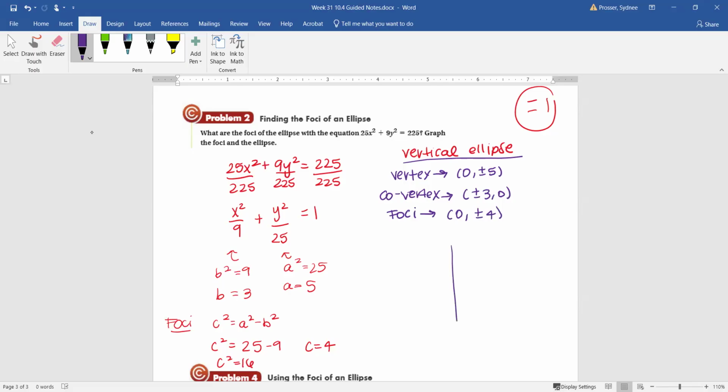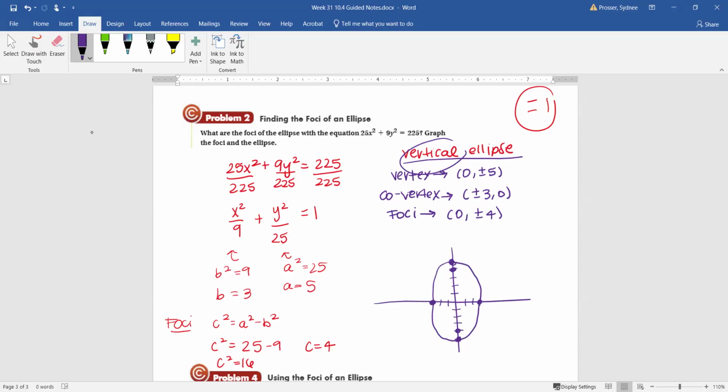And now's the fun part where we just get to put this all together and graph it. So my vertices are at plus or minus 5. 1, 2, 3, 4, 5. Notice it's going to start to make sense to be a vertical ellipse because it's going to be stretched long ways. My covertices are left and right. They're at 3 and -3. And then my foci are along the same axis as my vertices, and they're at 4 and -4. And so then we can connect our vertices and our covertices and get our vertical ellipse with our foci graphed also.